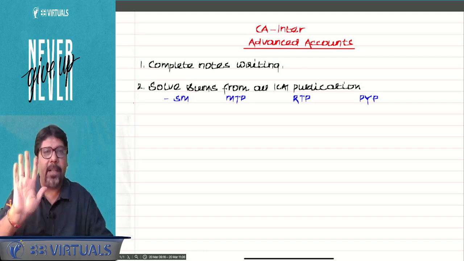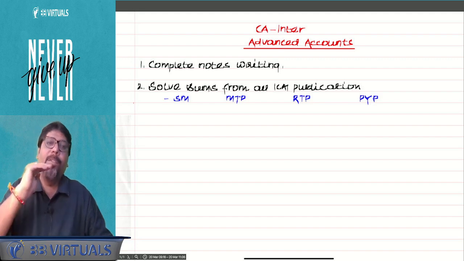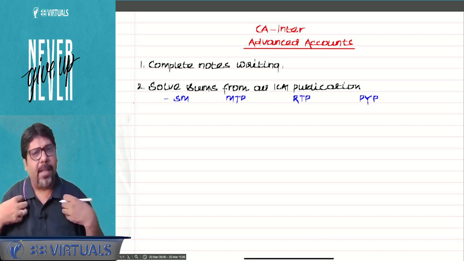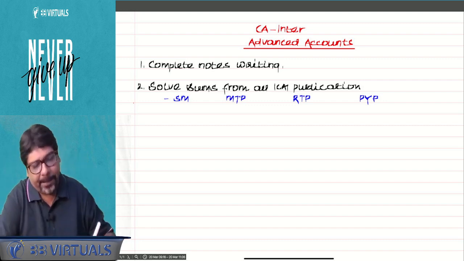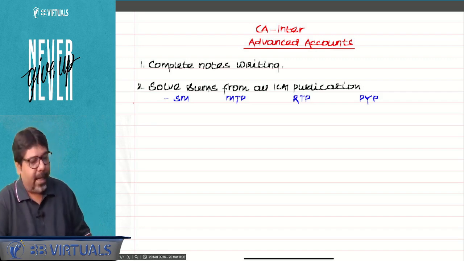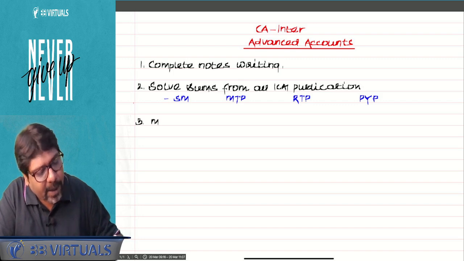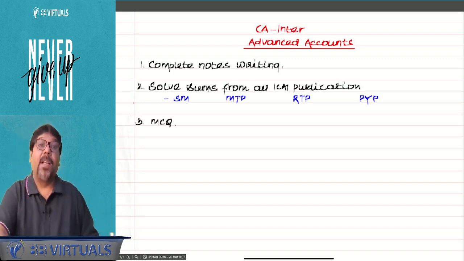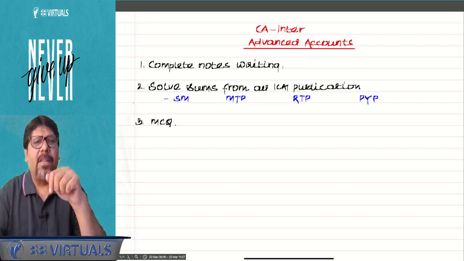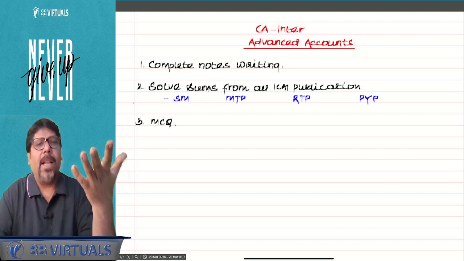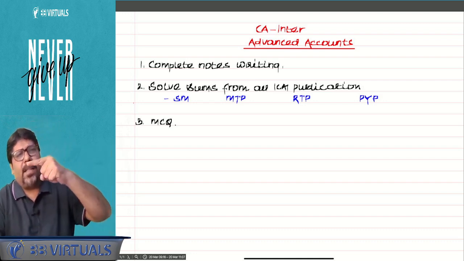Looking at my handwriting, you feel the handwriting is decent, good, no? So with this good handwriting, colorful notes also you will get. But again, I personally request you, please write. So we will solve all these ICAI publications. Plus, we will solve MCQs also. Why? Because nowadays the institute has started MCQs in the exam. So MCQs are a must.